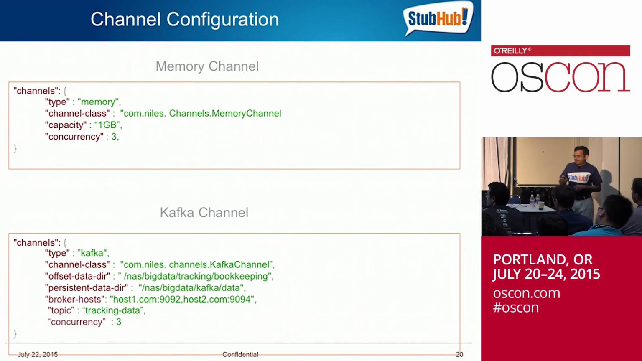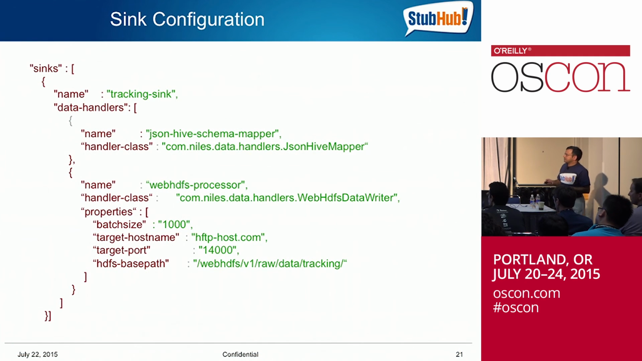Finally, the key last thing, sinks. Sinks are exactly the same thing, the reverse of the source handlers. I have a couple of different handlers defined here in the sink. I'm calling them tracking sinks. Remember my example, the tracking source: data is being read from tracking. Now that same data that I've read, I'm writing to a sink, in this case HDFS. But I've got two handlers to do that. One is first a JSON Hive schema mapper, and the second handler is web HDFS.